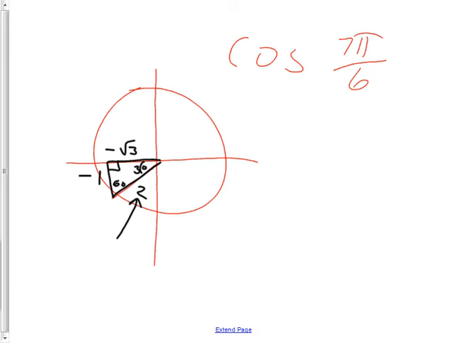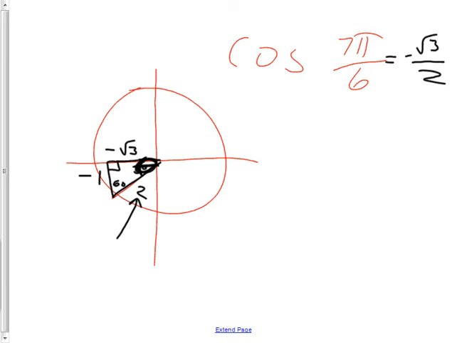Now what's the final answer? Cosine of this angle right here. This is the key angle right there. That one's theta. Cosine of theta, adjacent over hypotenuse. Adjacent, negative root 3 over hypotenuse, 2. Negative root 3 over 2.